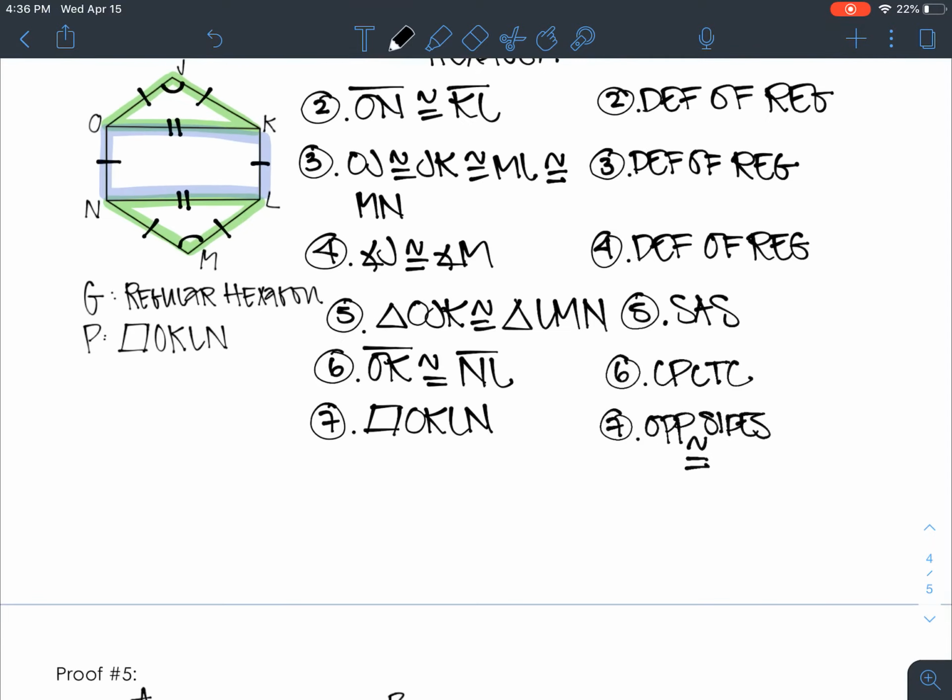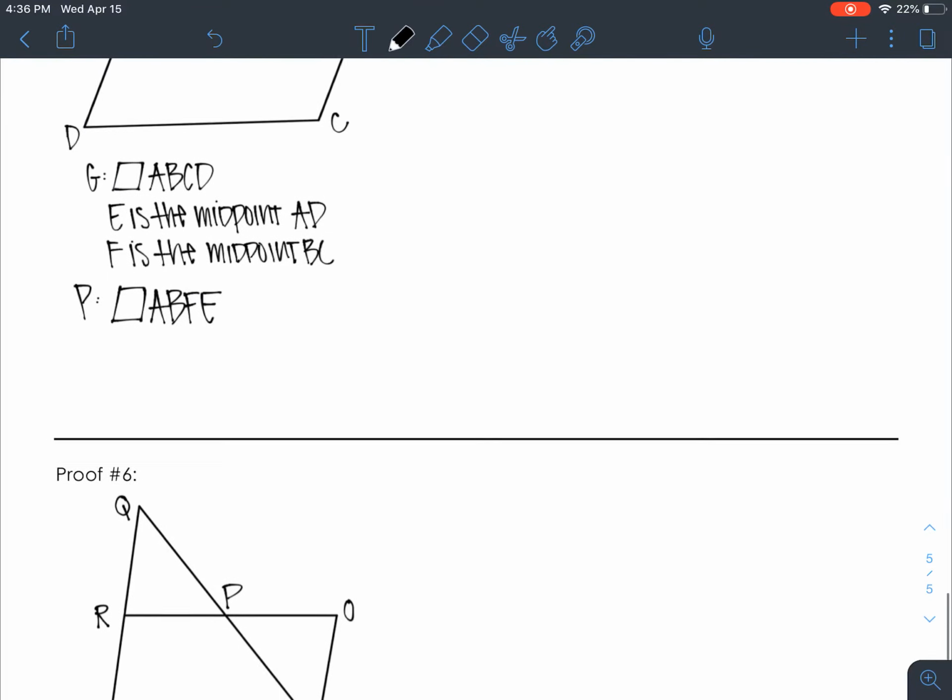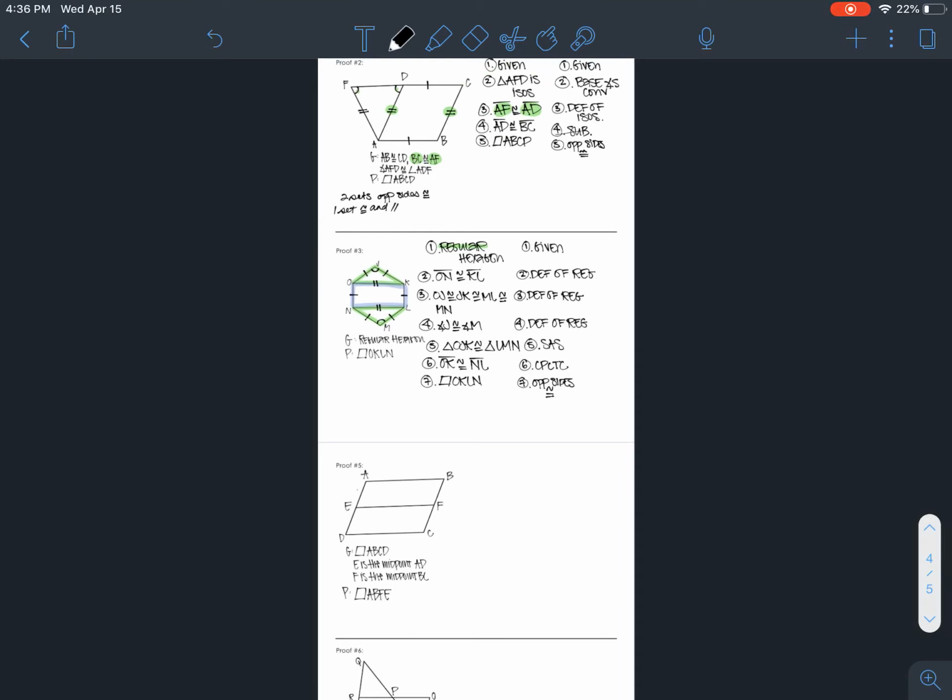And that's it. You can try all the other proofs. I think I have an answer key online, but I think those 2 are sufficient for this lesson.